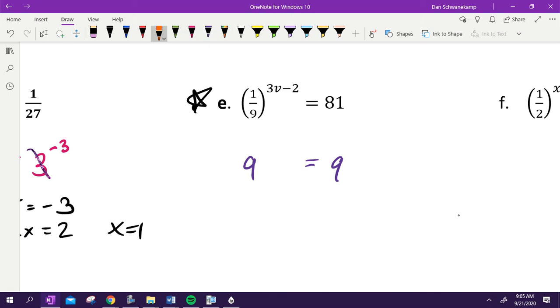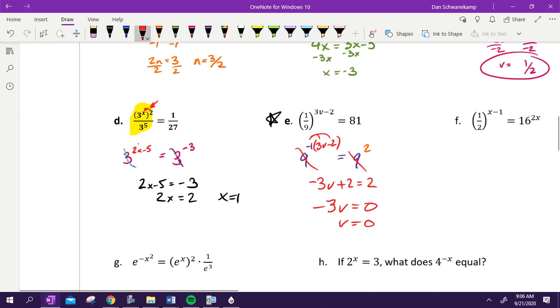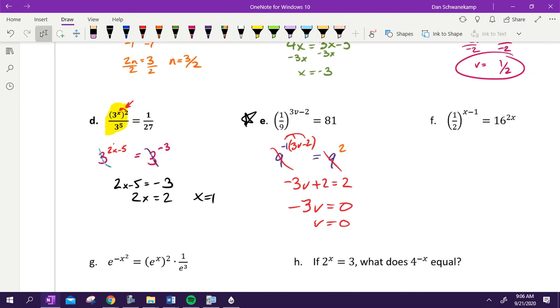So, obviously 81 is 9 squared. What would I need to rewrite 9 to be the same thing as 1/9? -1. So it's 9 to the -1, and then don't forget to multiply inside of parentheses times all of those. The 9s are going to cancel, distribute, subtract 2, v is equal to 0. Questions on E.